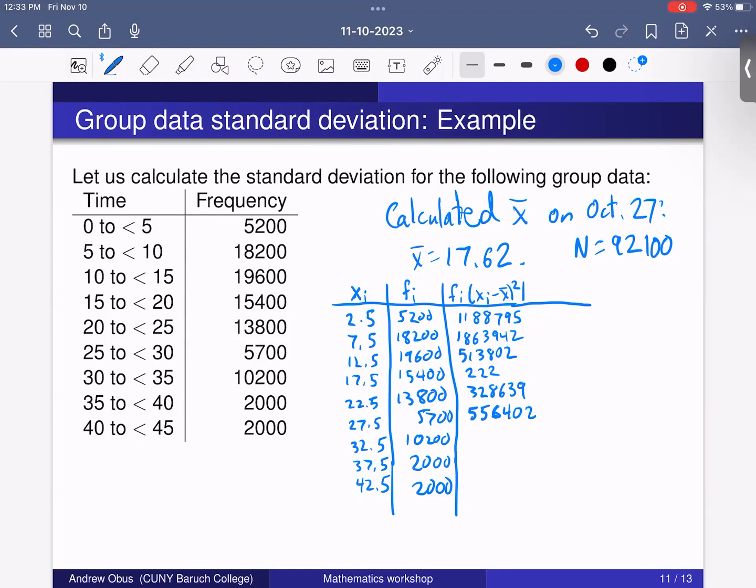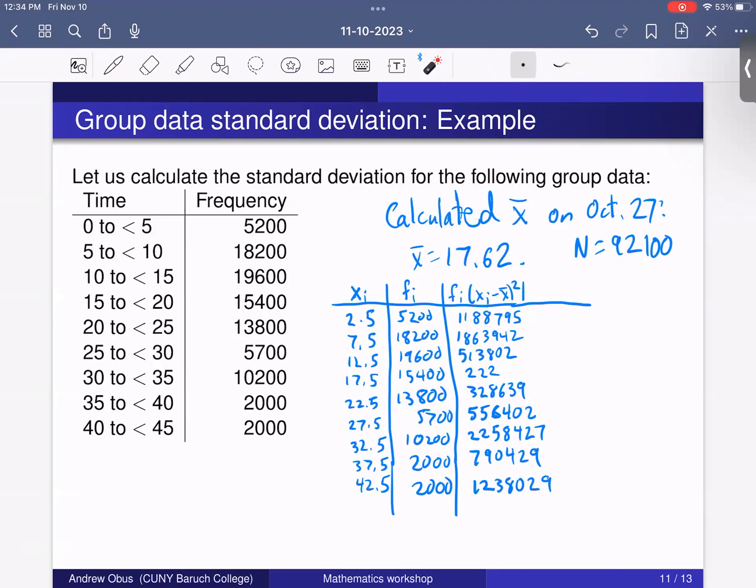Then we have 32.5 and 10,200. This is 2258427. Then 37.5. This is going to be 2,000. This is going to be 790429. And then lastly, this over here is 1238029. Okay, so I'm just doing these calculations, just plugging everything in. I take the xi, I subtract 17.62, I square it, and then I multiply it by the fi. So this is what I get over here.